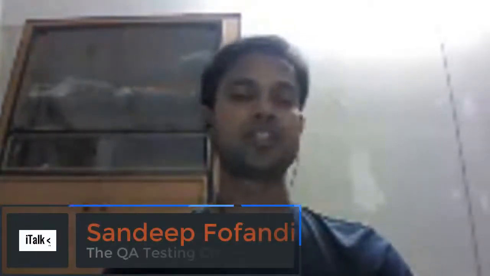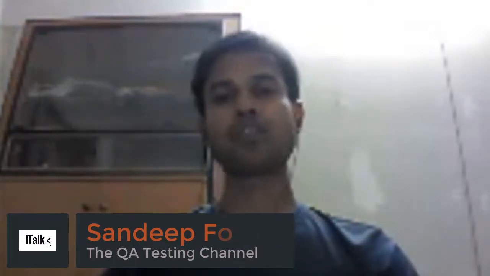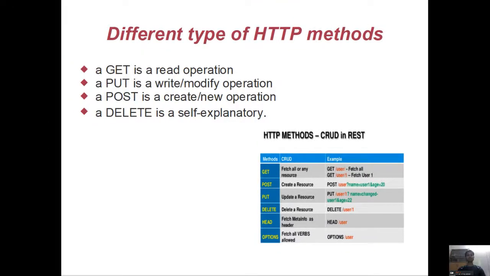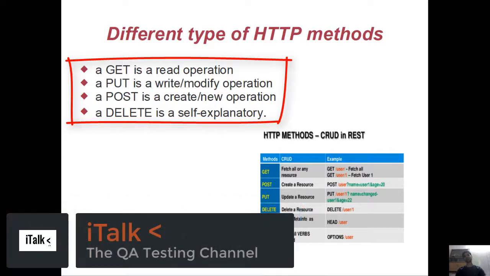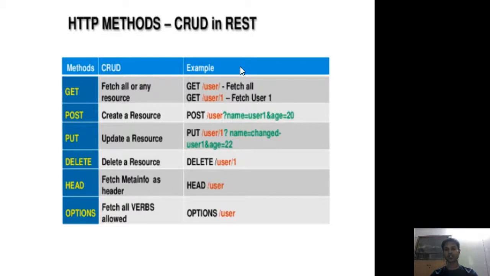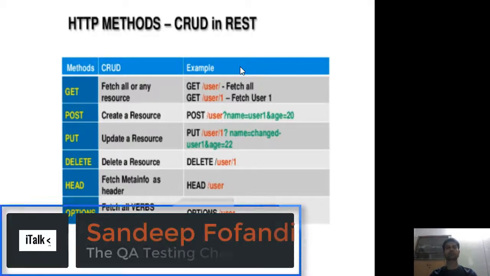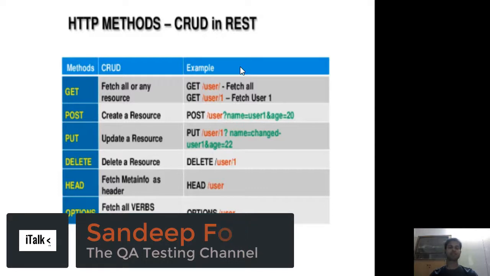Here we have different types of HTTP methods. For the web service, we have considered four main methods: the first is GET, second is PUT, third is POST, fourth is DELETE. Here I have explained an example in the chart: GET, PUT, POST, HEAD, OPTIONS. What is GET? GET fetches all the records, all the data. That is when we use the GET method.